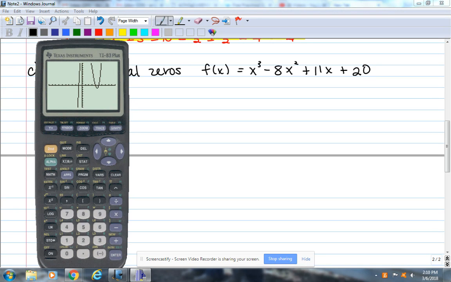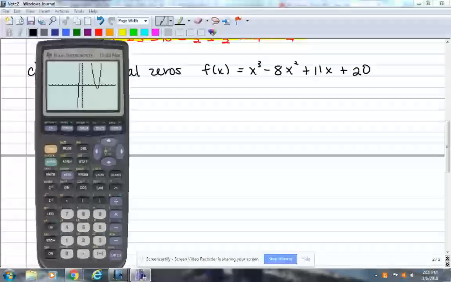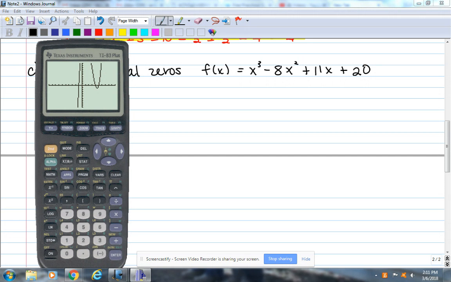Plus 11x plus 20. That's a good one. Okay. So, does everybody see this screen over here? Now, y'all look. Where you're crossing the x-axis, those are your zeros. Those are also called the solutions. They're also called the roots. They're also called the x-intercepts. Okay? So, your zeros should be at everywhere you're crossing the x-axis. All right? This one is a pretty graph. Most graphs are not pretty with polynomials.